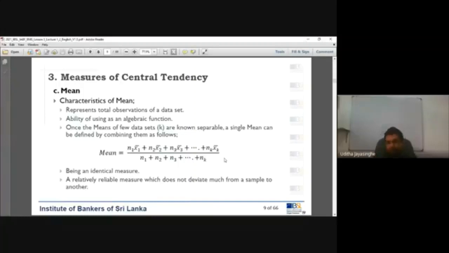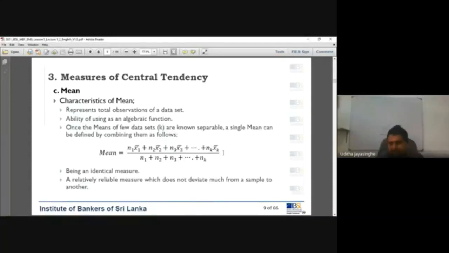The third point is a good example to elaborate the second point further. Once the means of a few data sets, k number of data sets, that means 700 students, 800 students, 1000 students separately, 700 maybe from one school, 1000 maybe from another school, likewise, several data sets, k number of data sets, are known separately, a single mean can be defined by combining them as follows. The equation I've shown here is not an equation to be applied at the examination, but I'm just trying to express it with some meaningful numbers.